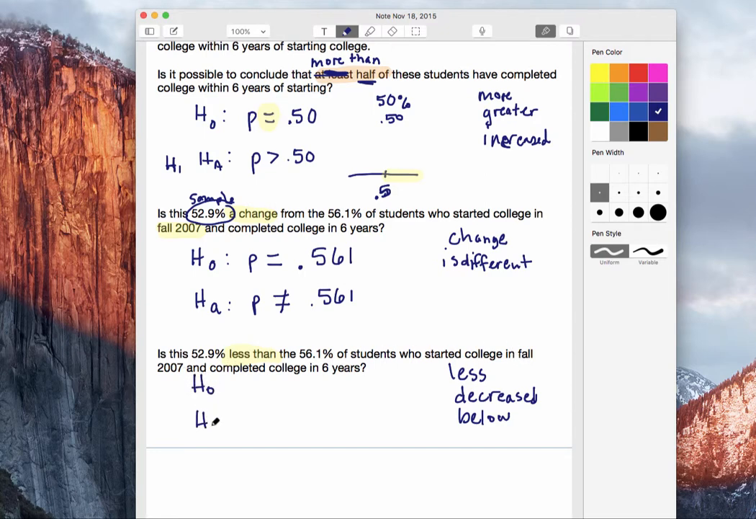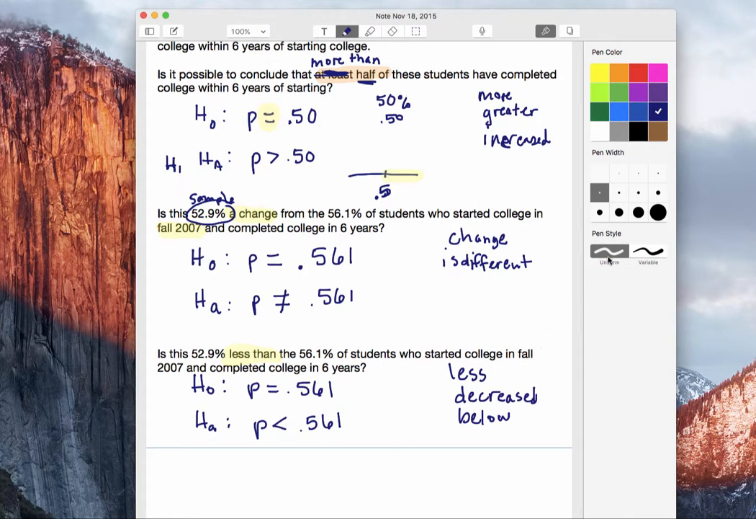So put in our hypotheses, H naught, HA, P equals 0.561, and that keyword there, less than, we're going to say P less than 0.561. So in this type of hypothesis test, we want to see if 52.9% is significantly less than 56.1%. Yes, it is a little bit less, but is it really less to say, whoa, whoa, whoa, something is going on here with these students who started college at the end of the Great Recession? It might imply something about those students or the effect of the Great Recession on those students.